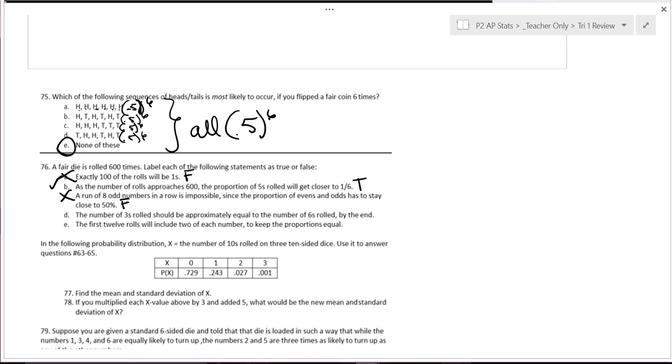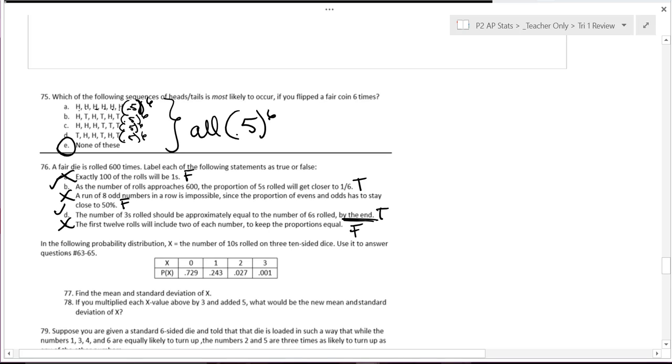The number of 3s rolled should be approximately equal to the number of 6s by the end. Keyword is "by the end." This is the law of large numbers. It should, doesn't mean it will. The first 12 rolls will include 2 of each number to keep proportions equal. No. We don't know what's going to happen. There are so many different outcomes.